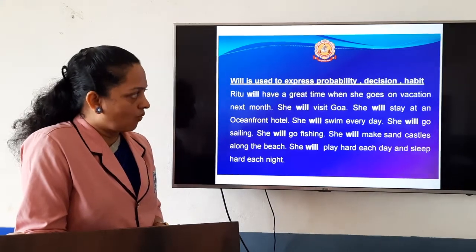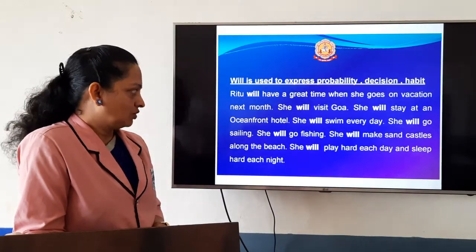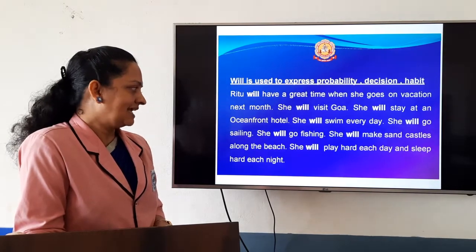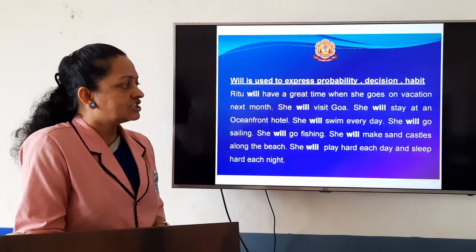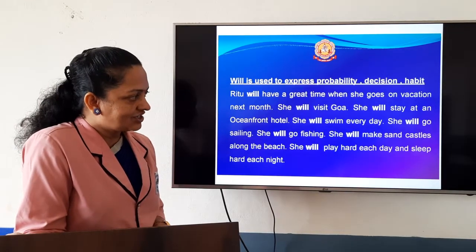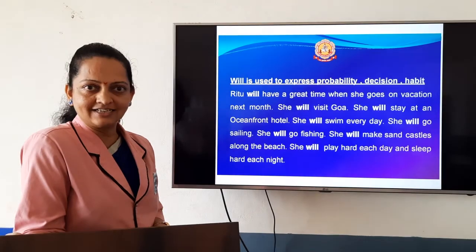She will visit Goa. She will stay at Oceanfront Hotel. She will swim every day. She will go sailing. She will go fishing. She will make sand castles along the beach. She will play hard each day and sleep hard each night. This is telling about a decision.